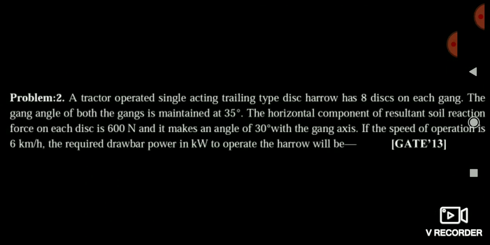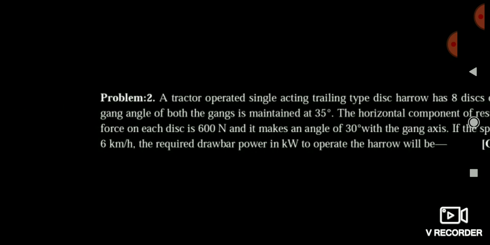Now friends, see the next question. Here it is a very important question. It is saying that 8 discs are present and it is a single acting disc harrow, and the gang angle between both is maintained at 35 degree, and the horizontal component of resultant soil reaction on each disc is 600 Newton, and the soil reaction force makes an angle of 30 degree with the gang axis, and the speed of operation is 6 km per hour, and it is asking about the drawbar power in kilowatt.